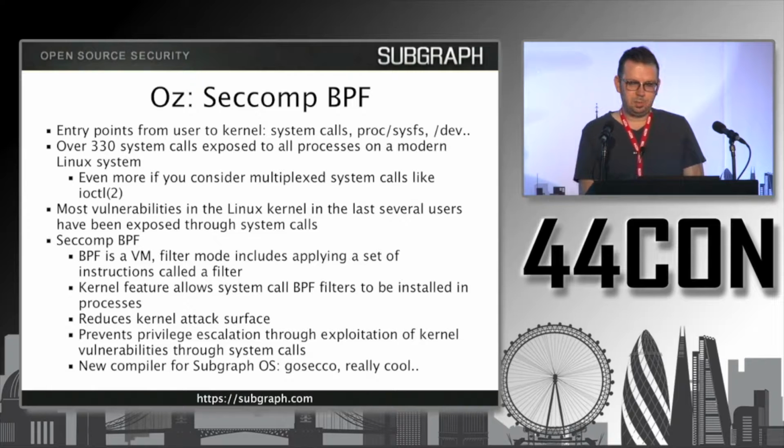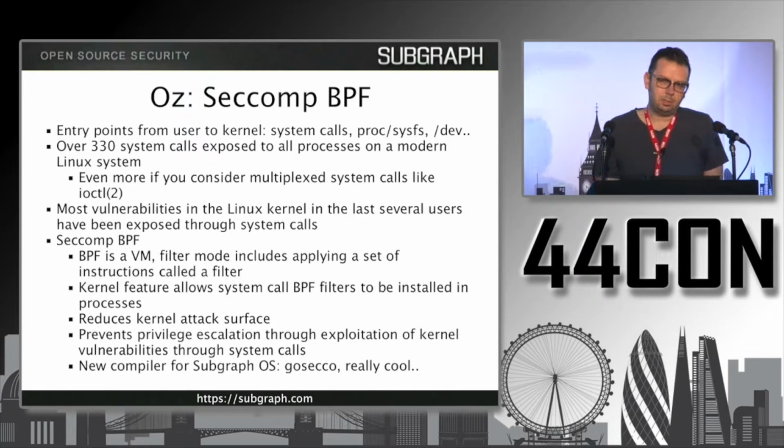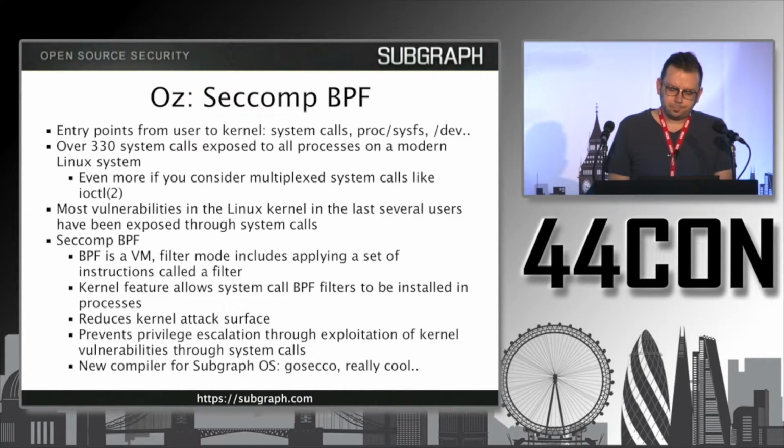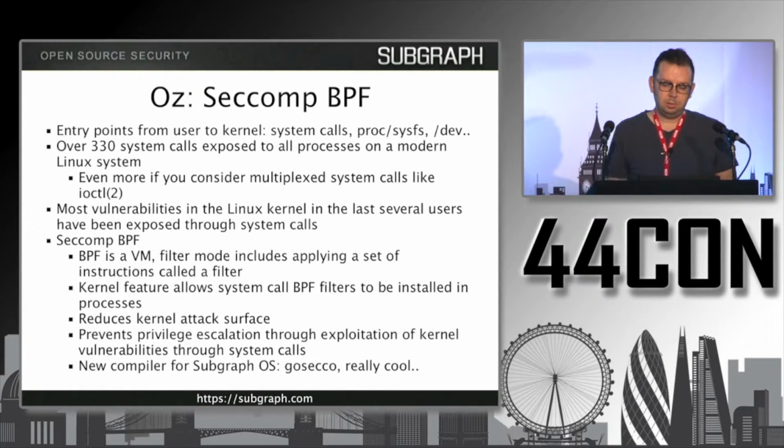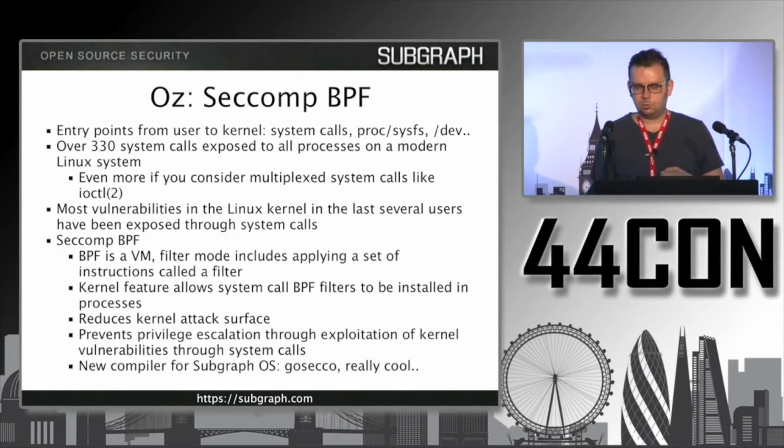Seccomp BPF was an exciting area of research for us. It was something I worked on a lot personally. And it was totally experimental for us. So for a user land process, the entry points into kernel land are, number one on Linux, system calls. And then secondary to that would be interacting with things like procfs, sysfs, and nodes in /dev. These are primary ways that a user land process interacts with or manipulates the kernel.